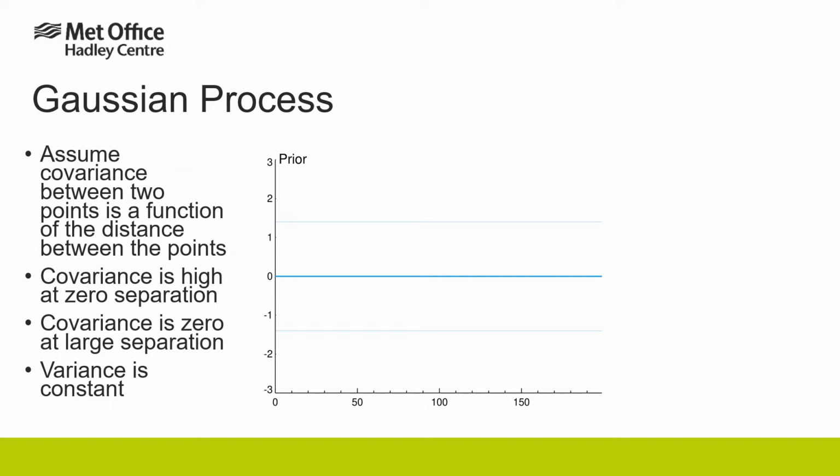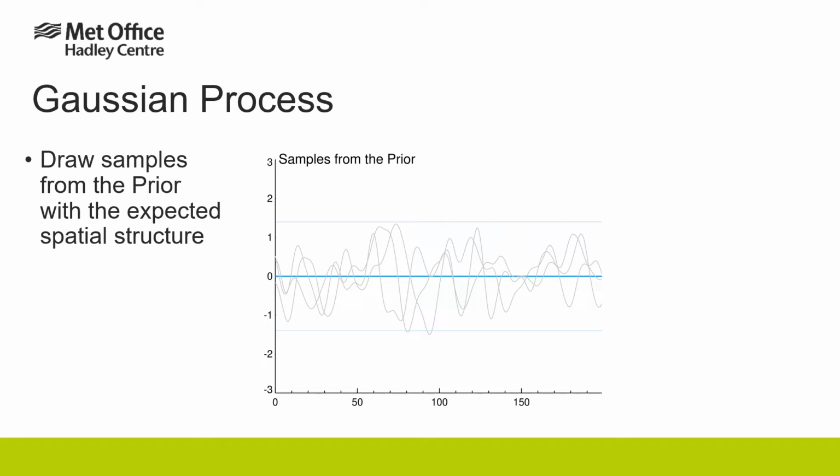So what does this look like? Well, when we have no data, we have a prior estimate of the climate, and that's indicated here by this thick blue line. And the uncertainty is given by the range between those thin blue lines. Now, this isn't very interesting on its own, but what we can do is draw samples from this prior. So these grey lines are 3 different samples drawn from the prior distribution. And these have realistic variability. They're smoothly varying in space, because we know that anomalies are smoothly varying in space. And also they have a reasonable variance, so they're between the uncertainty bounds set by the prior. Now, this is the prior when we don't have any data.